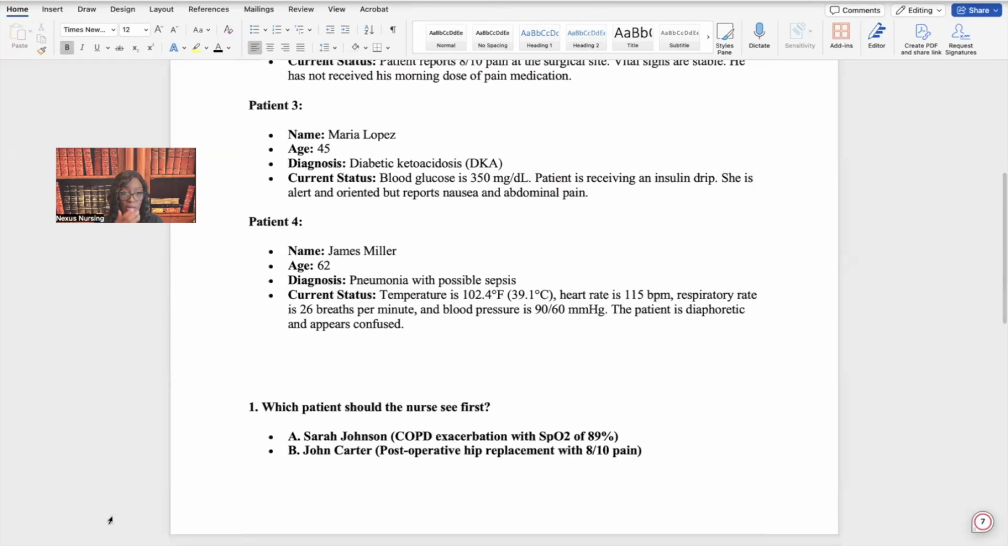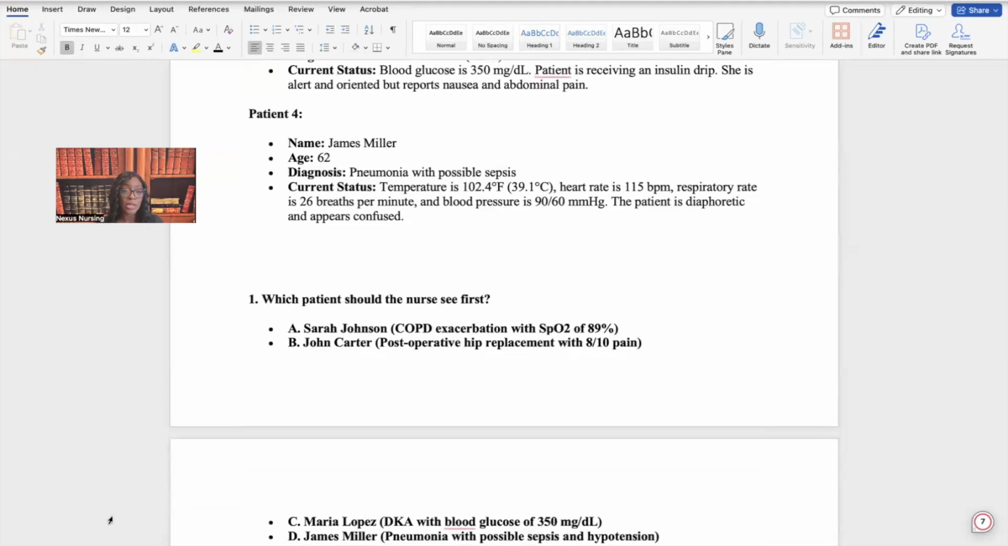So the first question says, which patient should the nurse see first? Here are the options. Sarah, the COPD patient with an O2 sat of 92%. John Carter, post-op hip replacement with pain 8 out of 10. Maria Lopez, who is in DKA and the glucose is 350. Or James Miller, who has pneumonia with possible sepsis and hypotension. Which patient are we going to see first?